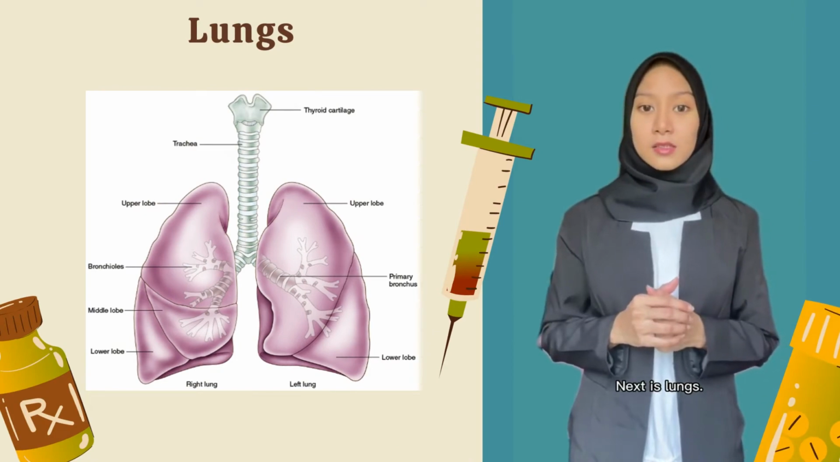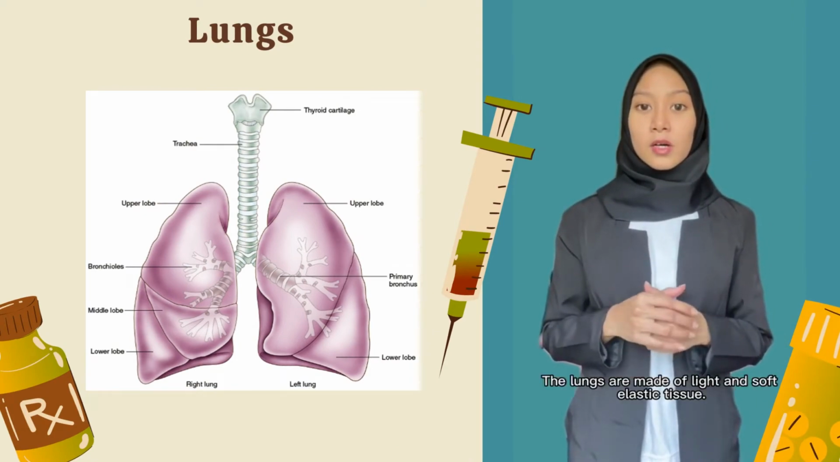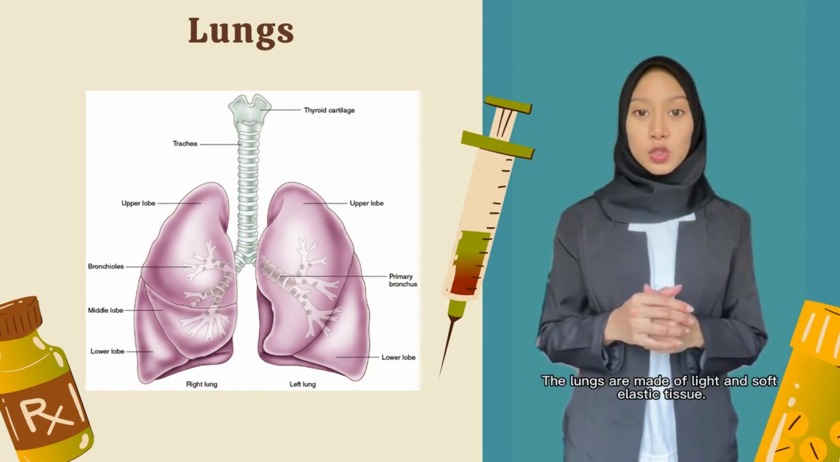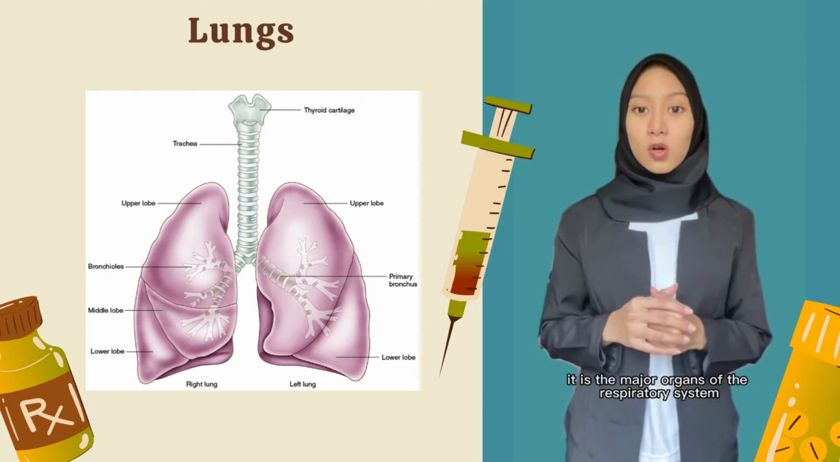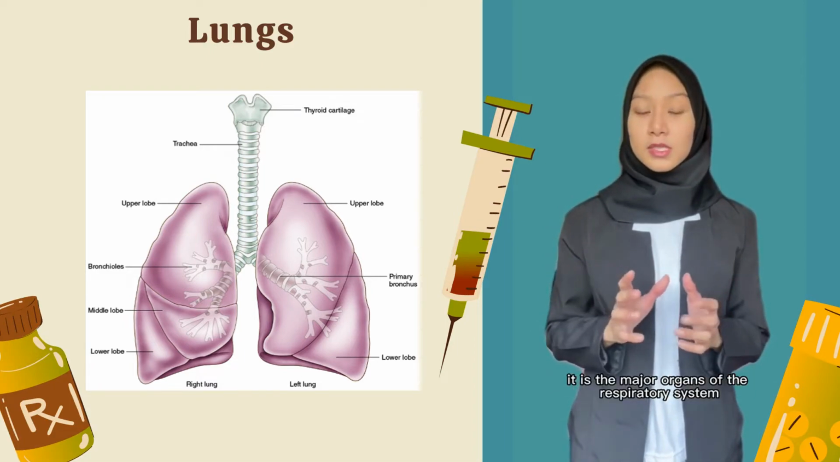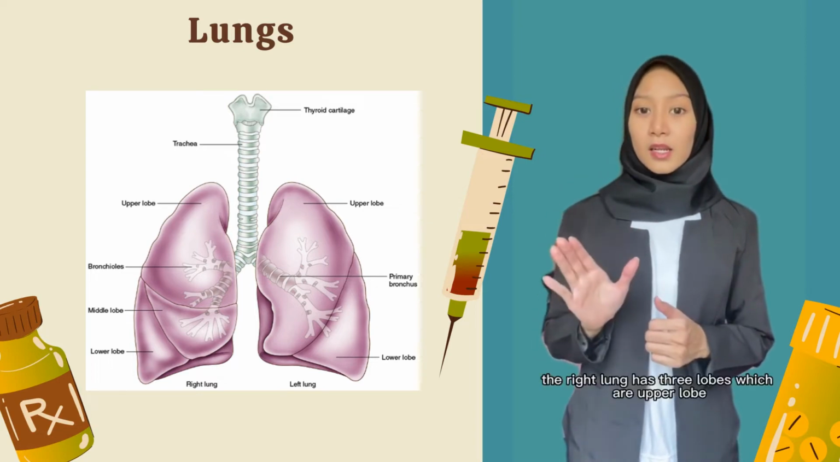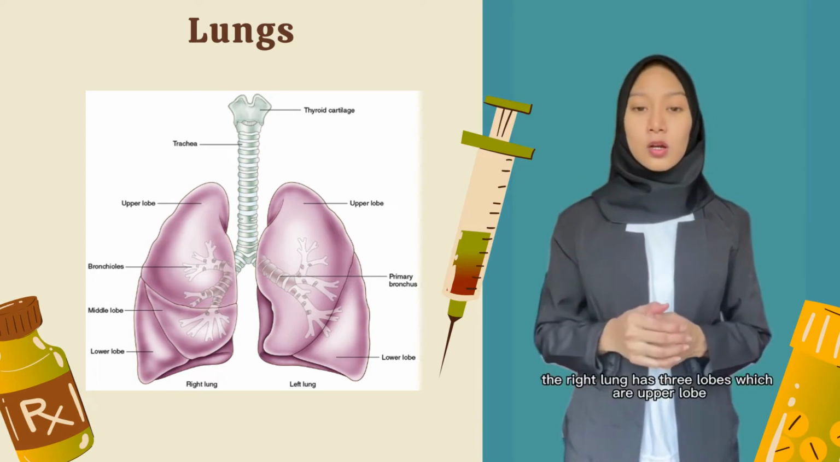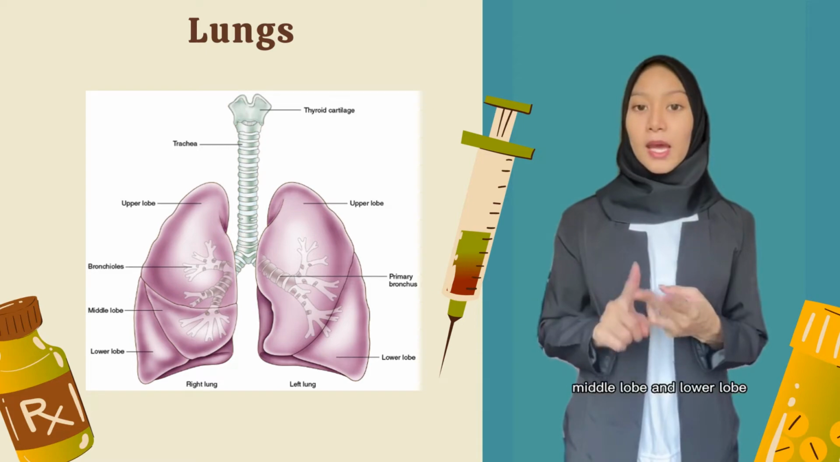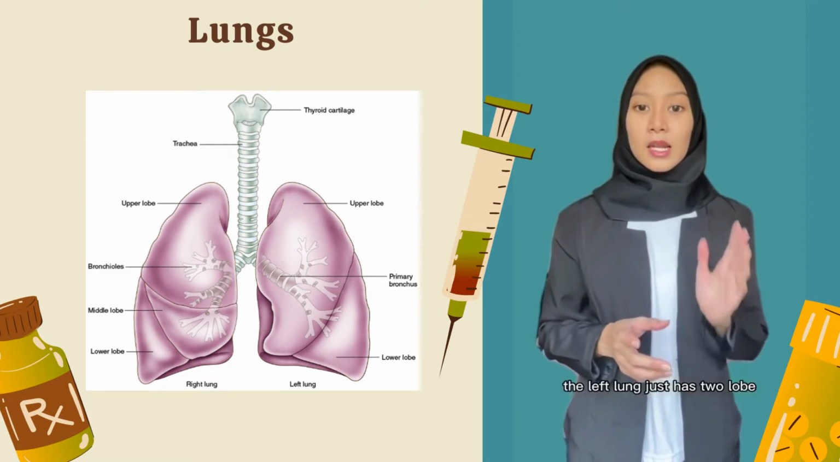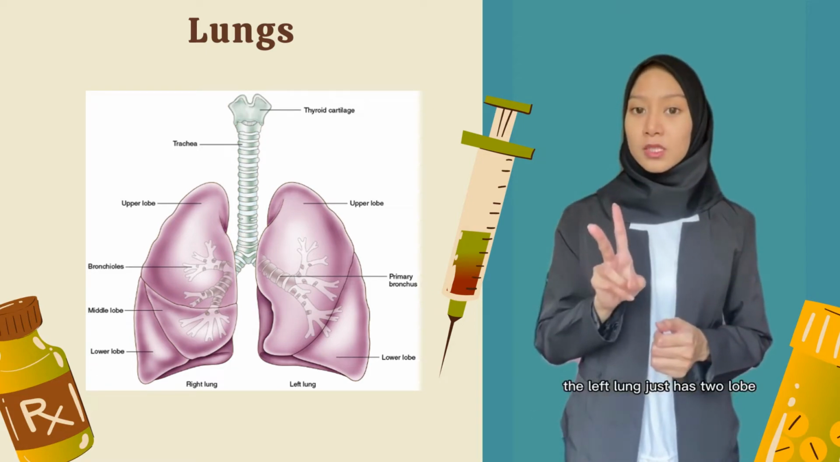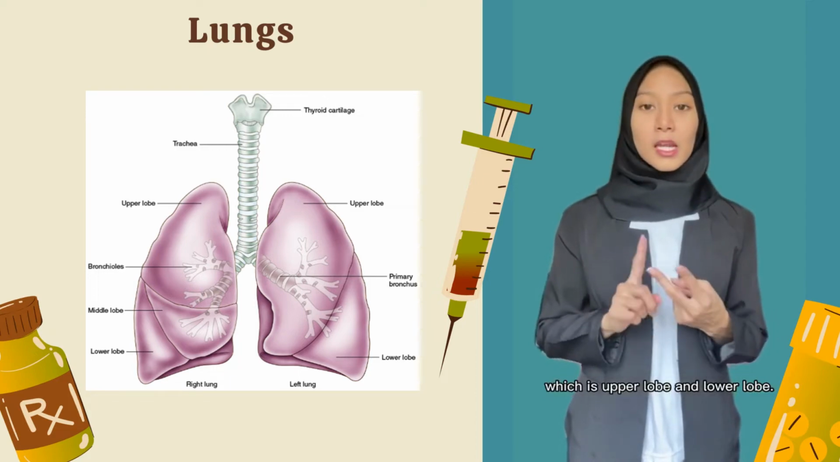Next are the lungs. The lungs are made of a light and soft elastic tissue. They are the major organs of the respiratory system. The right lung has three lobes, which are the upper lobe, middle lobe, and lower lobe. The left lung just has two lobes, which are the upper lobe and lower lobe.